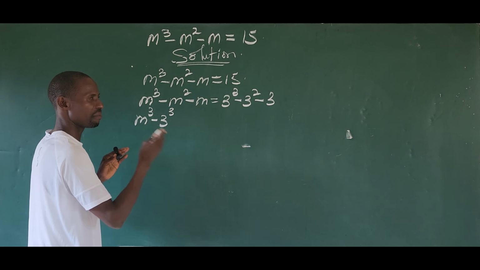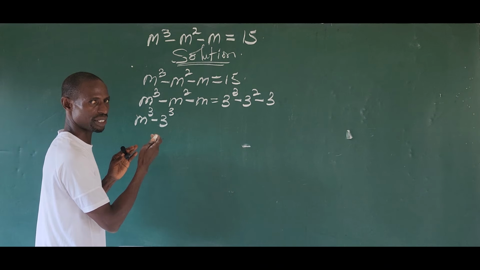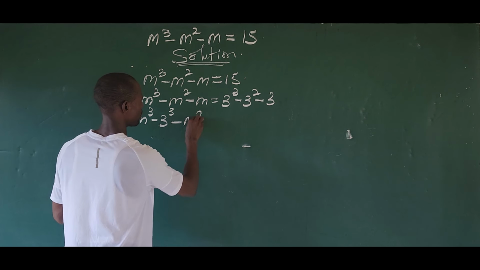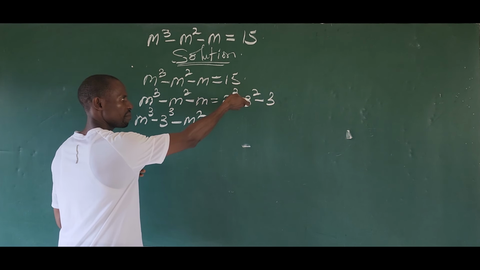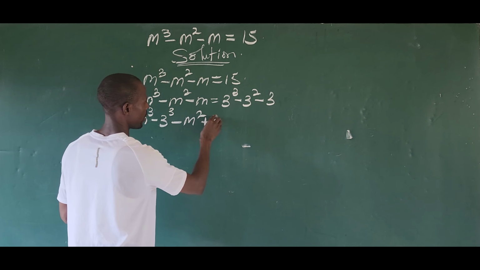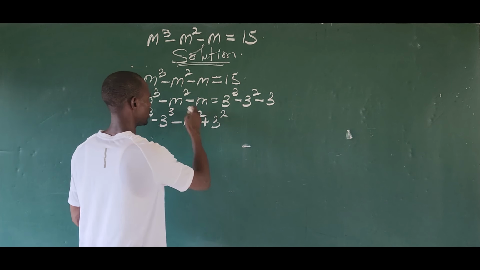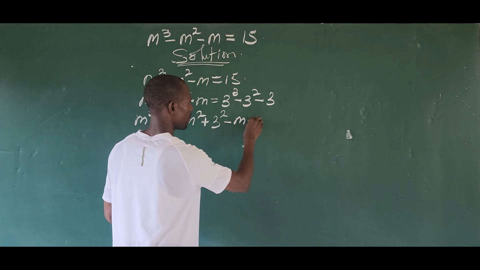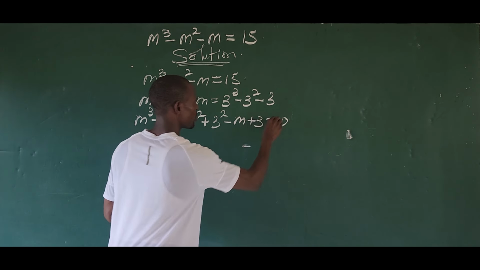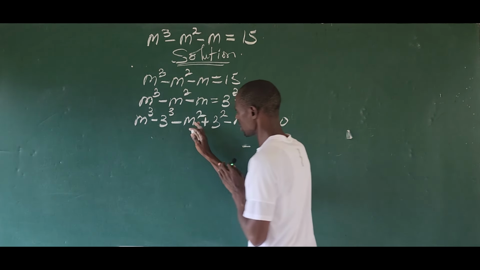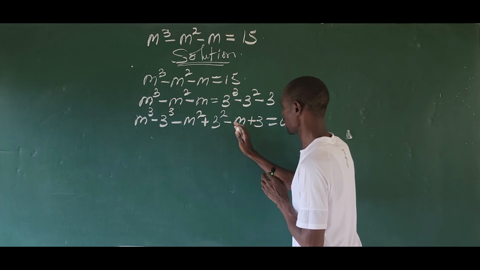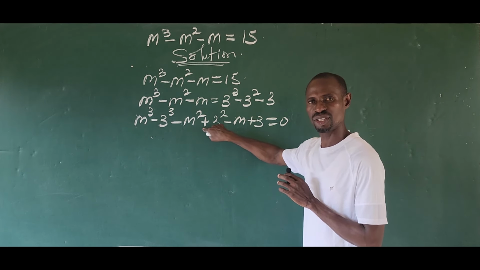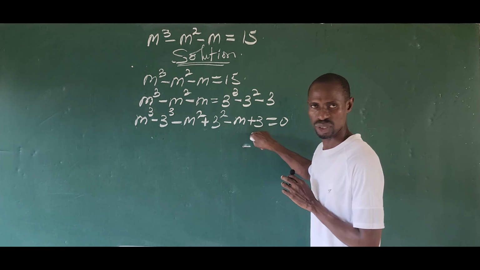There's a reason for matching them according to their powers. So we come to the next one, we have minus m to the power of 2. Then I bring this, it is negative, so it turns to plus 3 to the power of 2. Then here I have minus m, and here it turns positive, so plus 3, and everything equals 0. Nice. Now I can put this in brackets, put this in brackets, put this in brackets. But putting this in brackets, this sign will be affected. It will turn to a minus sign, and this will equally turn to a minus sign.